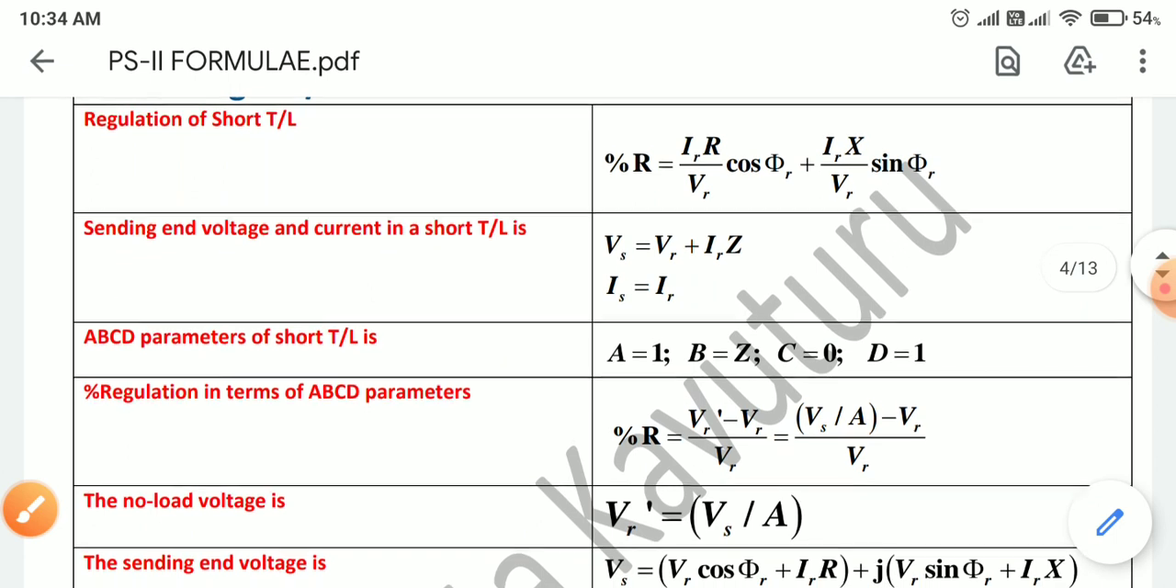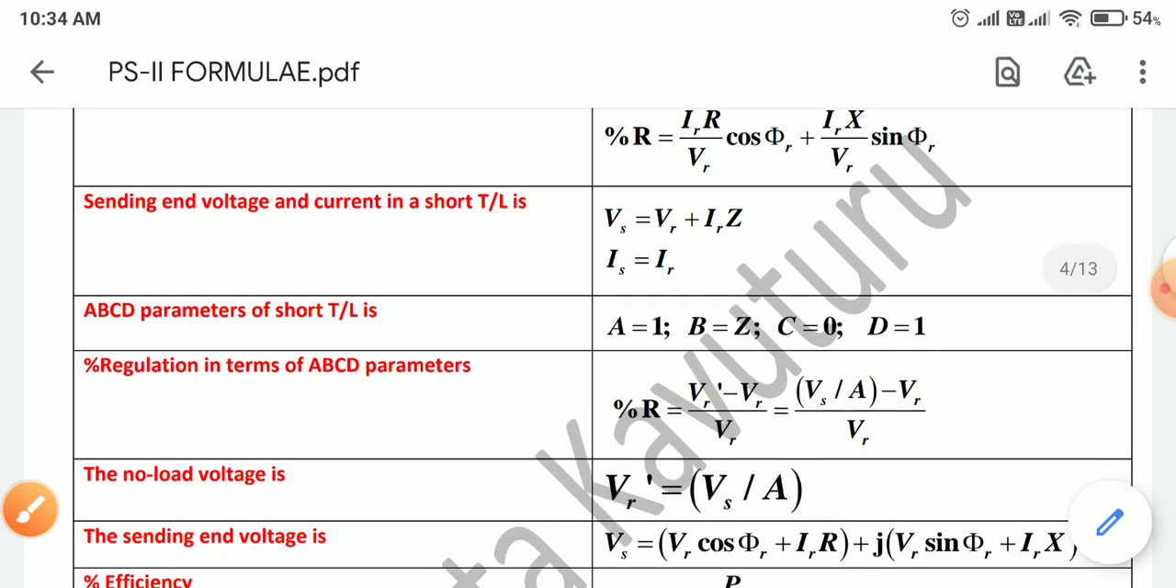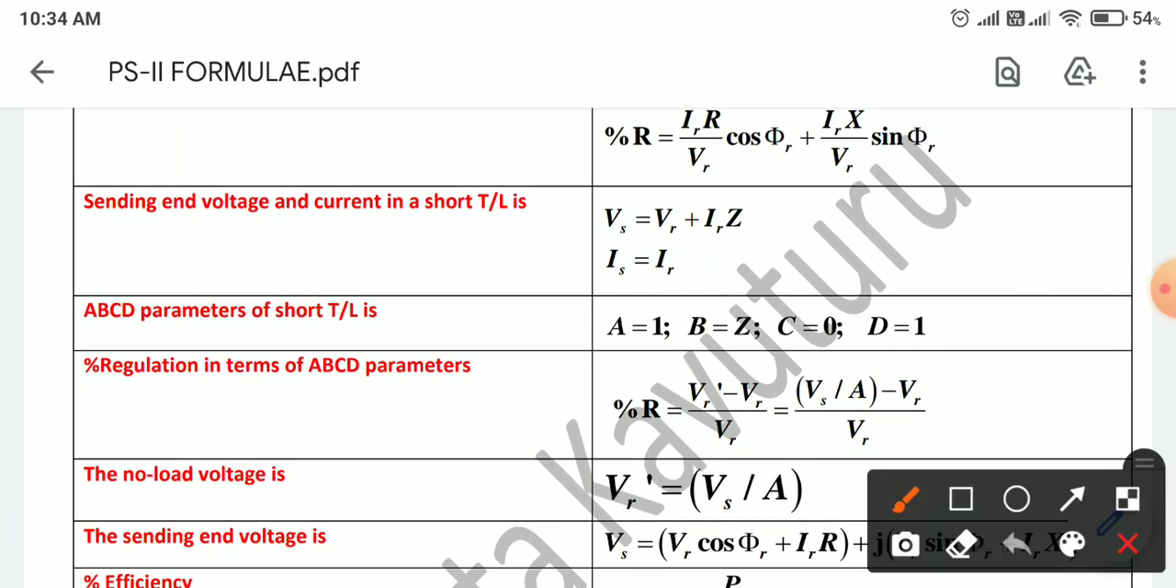Now coming to the sending end voltage and current in the short transmission line. By using these two simple formulas, we can calculate sending end voltage and current. Vs, the sending end voltage, is given by Vr plus Ir into Z, and Is, the sending end current, is nothing but the receiving end current, Ir.